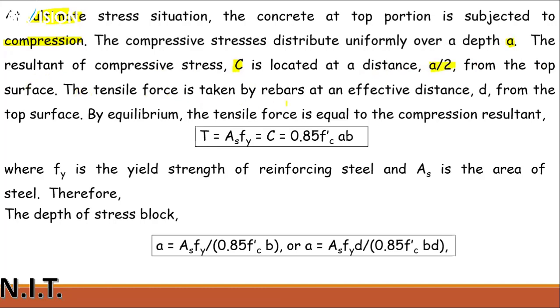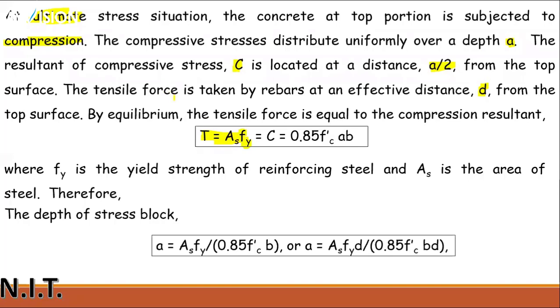The tensile force is taken by rebars at an effective distance d from the top surface. By equilibrium, the tensile force is equal to the compressive force. T is calculated by T equals As Fy, where As is the area of steel and Fy is the yielding strength of steel. C can be calculated by 0.85 Fc prime a b, where Fc prime is the compressive strength, a is the small depth over which the compressive stress is distributed, and b is the width of the beam.